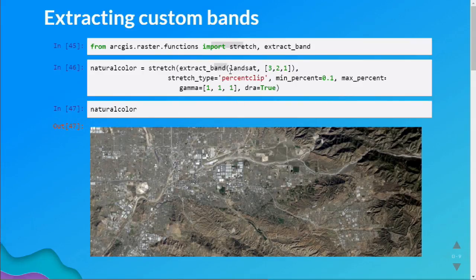This is showing some of the raster functions that are available to you. So from the ArcGIS raster functions module, I'm using the extract band function to extract bands 1, 2, and 3. That is the RGB bands. And then I'm stretching that image. That gives me a natural color image. So this is what it might actually look like from the satellite.